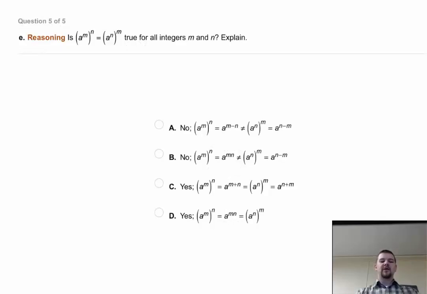And finally, a reasoning question. Is a to the m power to the n power equal to a to the n power to the m power true for all integers m and n? Explain.